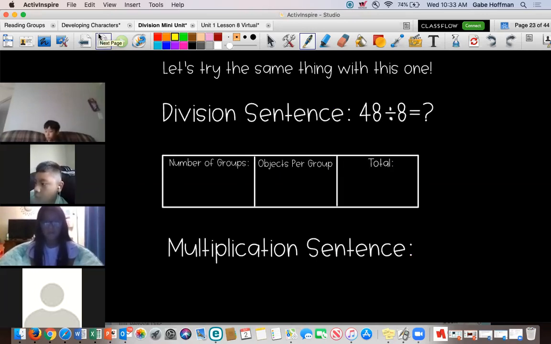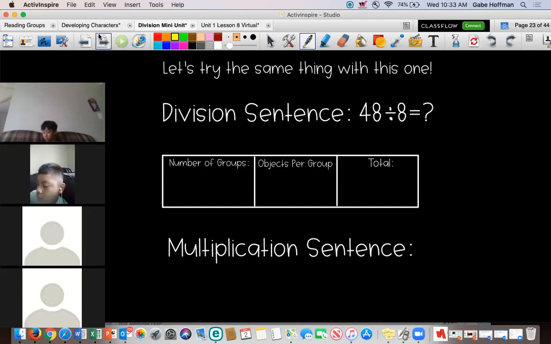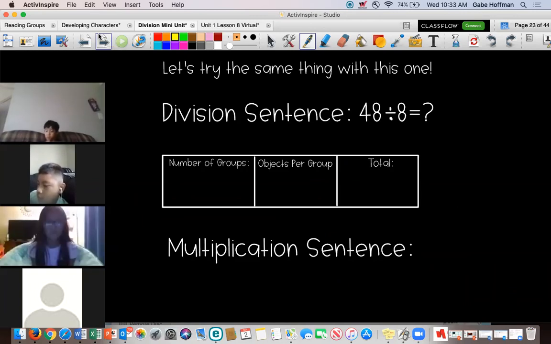Okay, so now we're going to look at 48 divided by 8. And we're going to do the same thing we did in the last slide and make the multiplication sentence. So we're going to use our chart because we love our chart a lot. And we're going to put our numbers in here and figure out how to make it into a multiplication sentence. So where's 48 going to go, Alejandro?